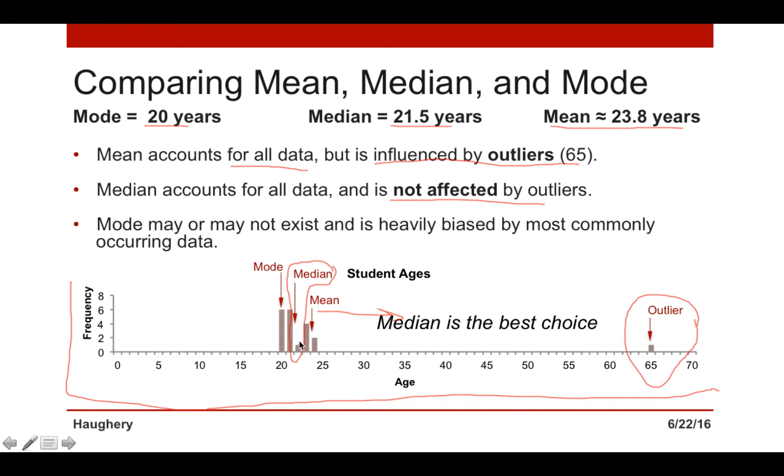It does a better job of showing the middle or center of the data, with the mode possibly not even existing or being pretty far to one end, and the mean being really heavily influenced by that outlier. So in this scenario, I would use the median as the choice statistic to describe this data set. Now, we will have to decide mean or median and possibly mode what we're going to do.